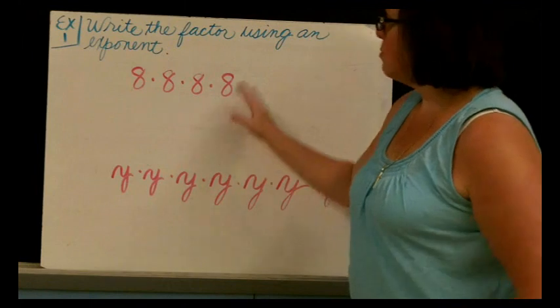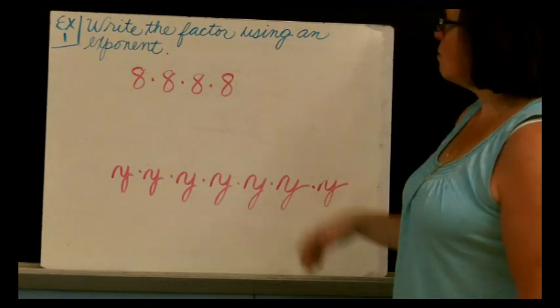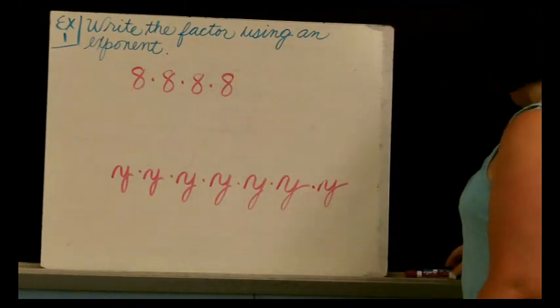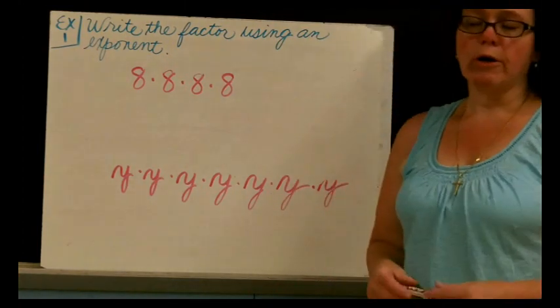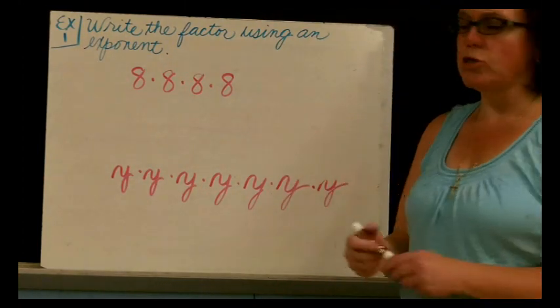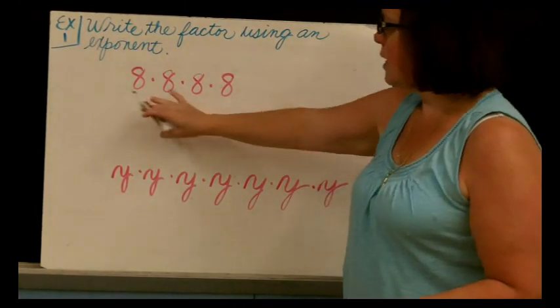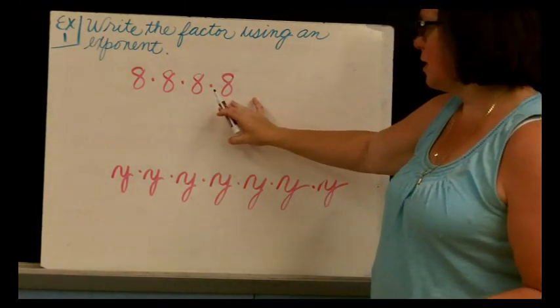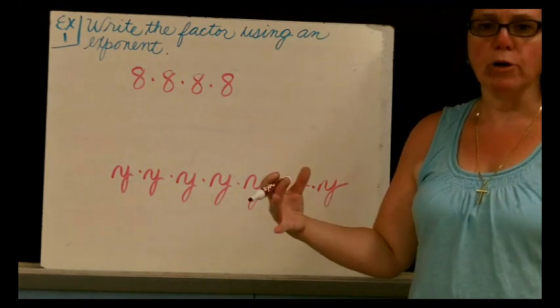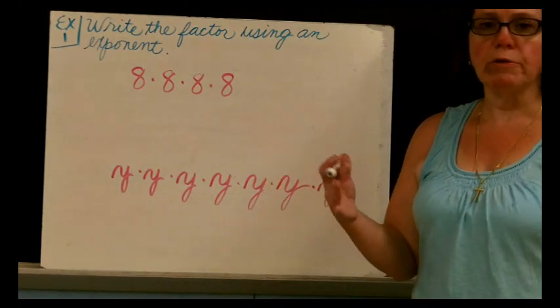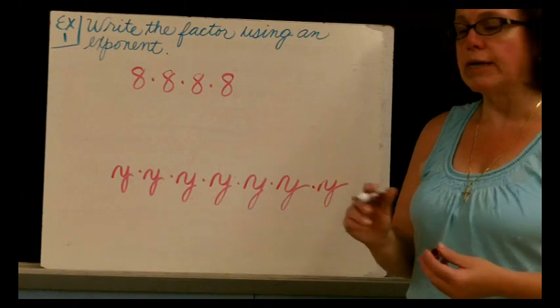Here's our first example. Listen to the directions. Write the factor using an exponent. Well, as I said, powers are multiplication expressions. Here we have 8 times 8 times 8 times 8. In class, I will refer to this as the expanded form. And it's the expanded form of the power that we're going to write right now.